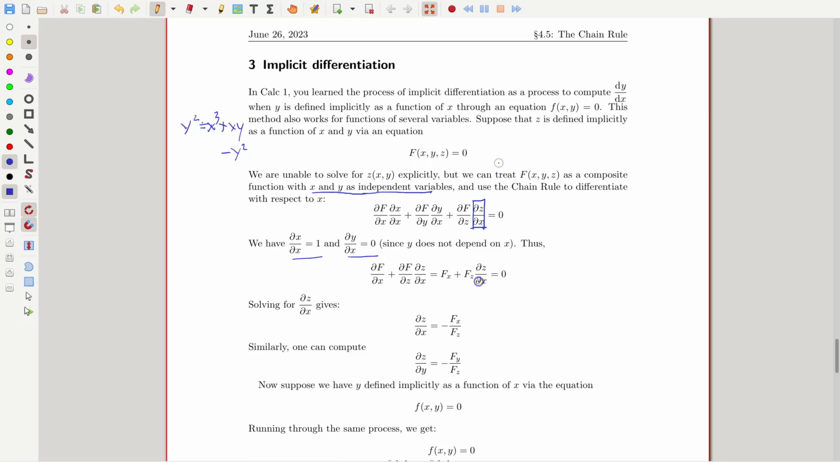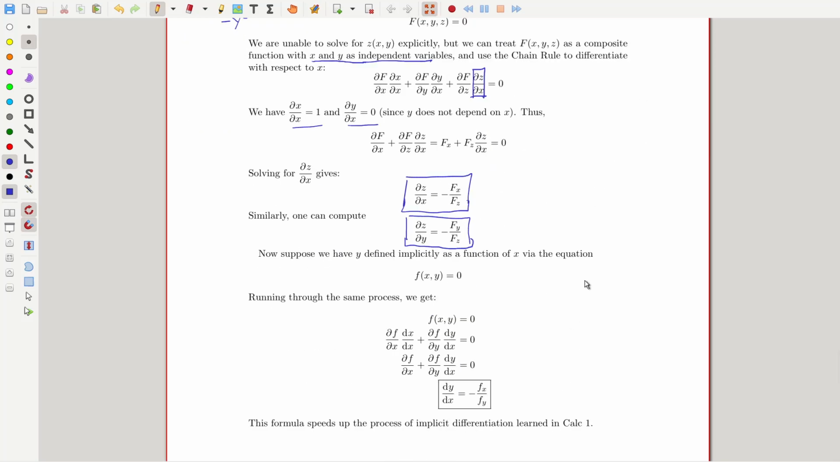Finally, you solve for dz/dx, and that's going to move the f sub x over to the other side, divide by f sub z, and so you end up with this expression. Okay, so that's just deriving this formula for you. You could just take this as a given, and similarly, we have this relationship.